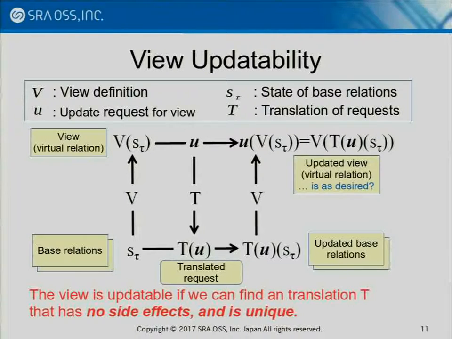First, let me summarize the problem using the figure and equation. It's not difficult. In this figure, V is the notation for a view definition, and S_tau is the state of the base relation at time tau. Using the view definition, we can get the state of the view relation, the data in the virtual relation at time tau. Now, if an update request U for the view is provided, we can get U(V(S_tau)). This is the desired result of this update, the desired state.